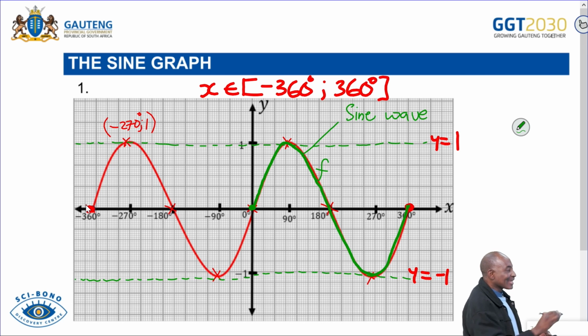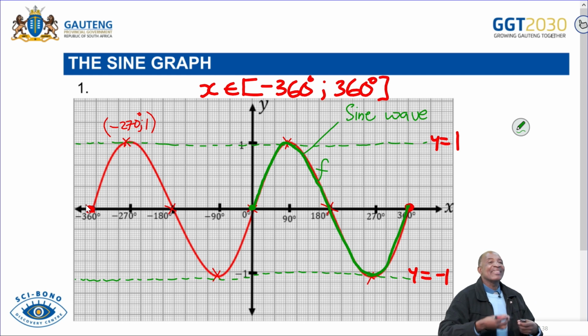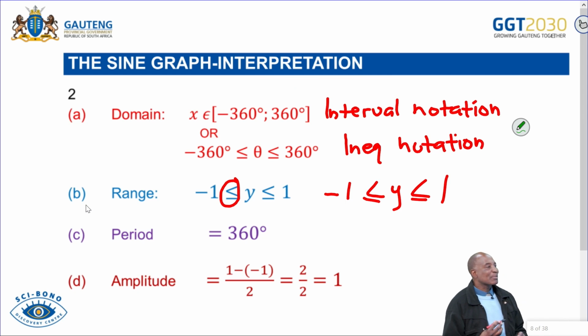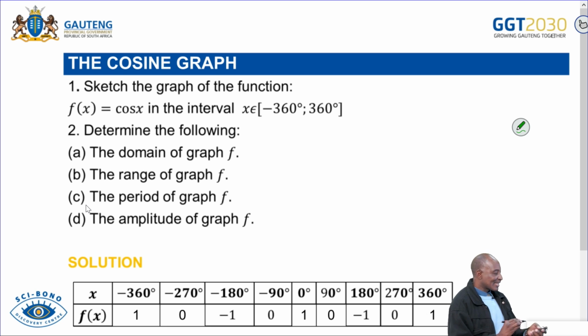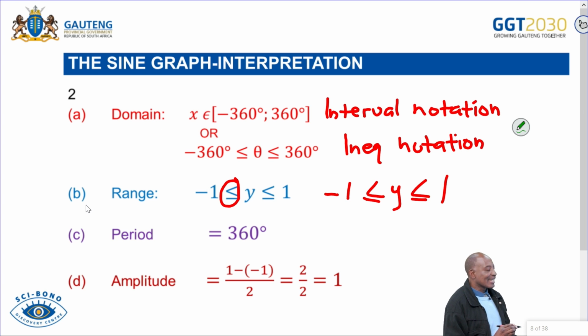Then this will also define what we call the period of the graph, being the number of degrees after which the same cycle will repeat itself. So the period of this particular graph, therefore, is 360 degrees. That's what we mean by the period of the graph.